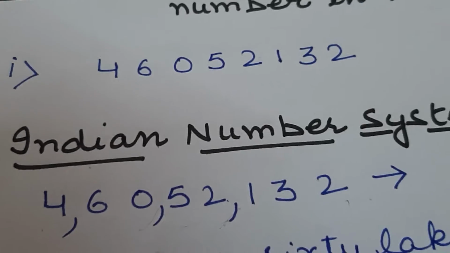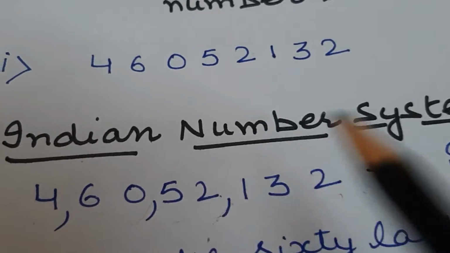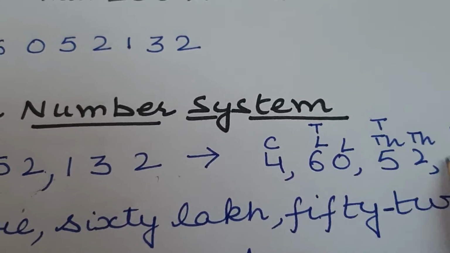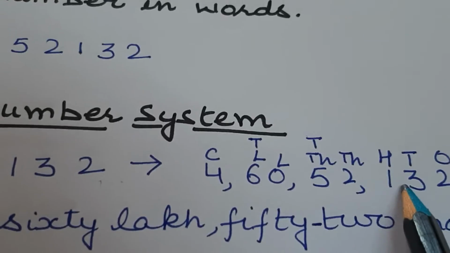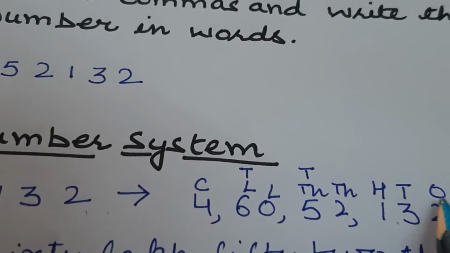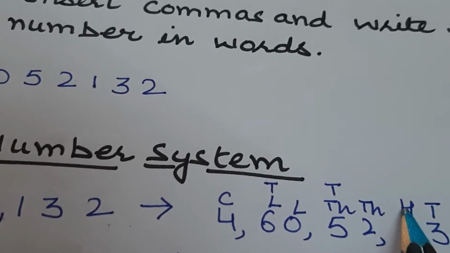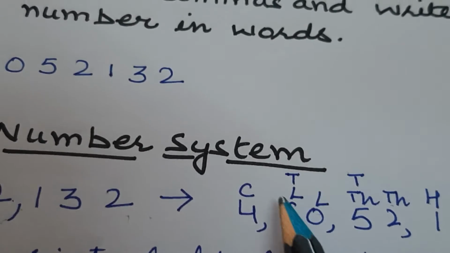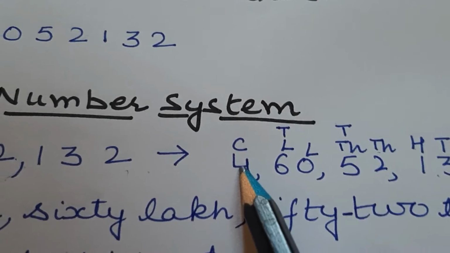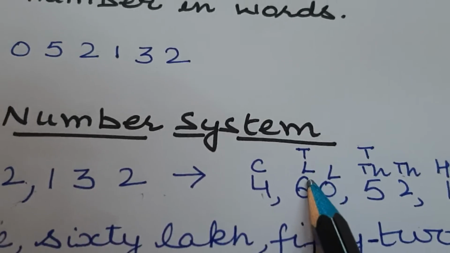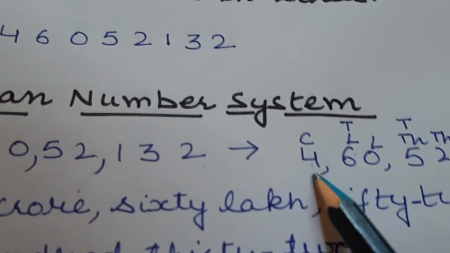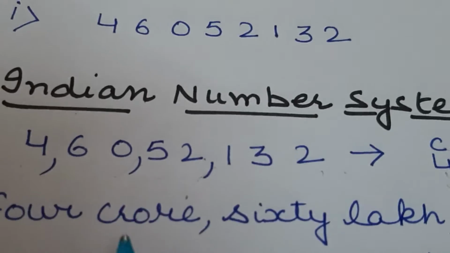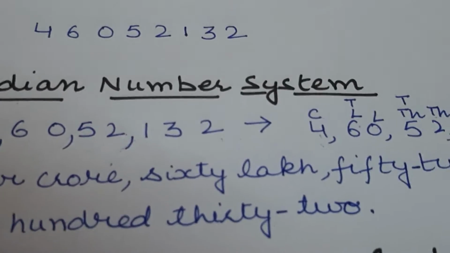After putting commas, what is the next step? I told you to write the places on each digit. So start from here: ones, tens, hundreds, thousands, ten thousands, lakh, ten lakh and crore. Now, after putting commas and writing places, start from here. The last digit has the crore place, so we start from crore. It means 4 crore.